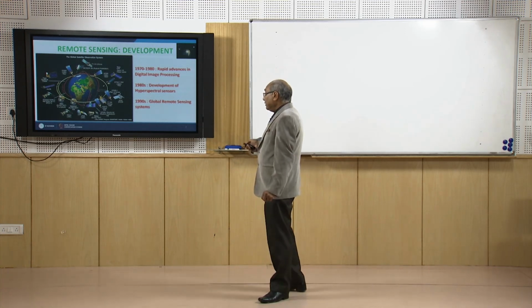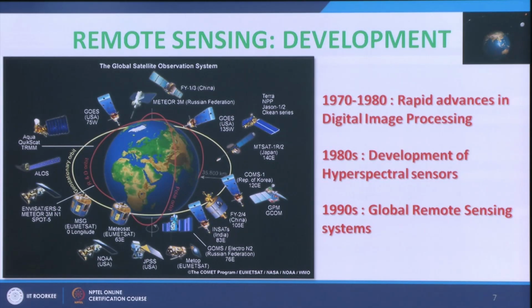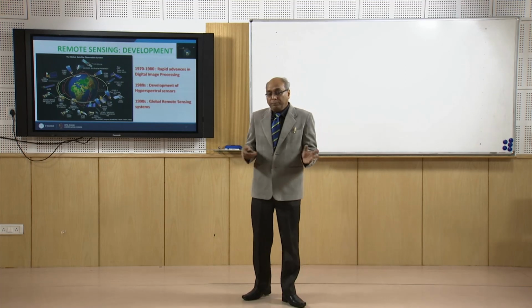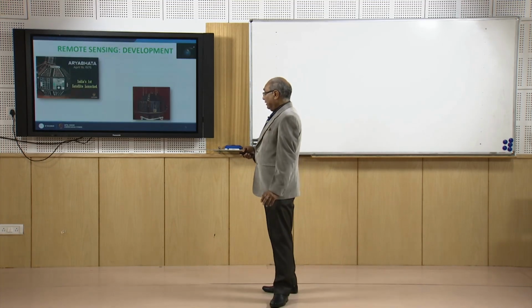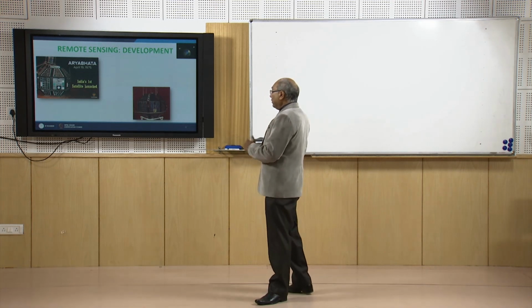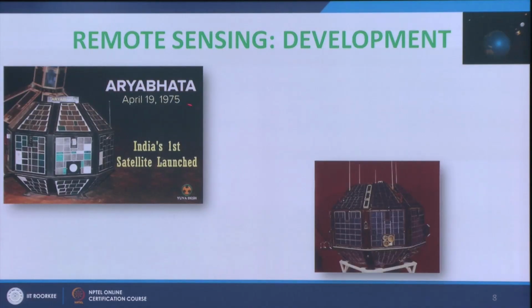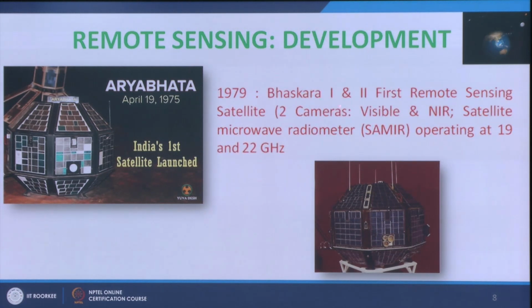Then in the 1990s the global remote sensing system started coming. That means we developed better communications, so we can cover any part of the Earth at any time. If we look at the development of remote sensing in India, it started basically in 1975 when we had our first satellite launched, named Aryabhata, and later we had Bhaskara 1 and Bhaskara 2, which had some cameras, visible and near infrared, and also some microwave radiometers at that time.